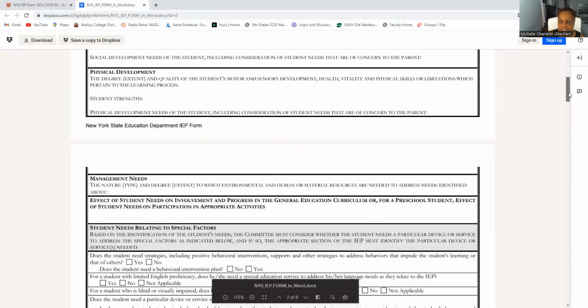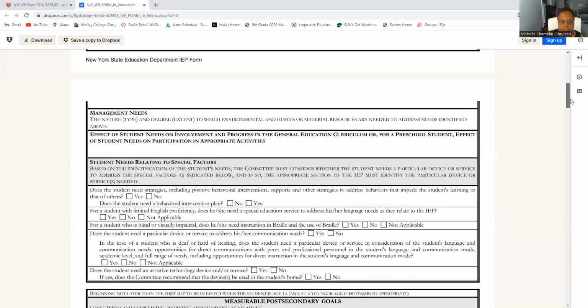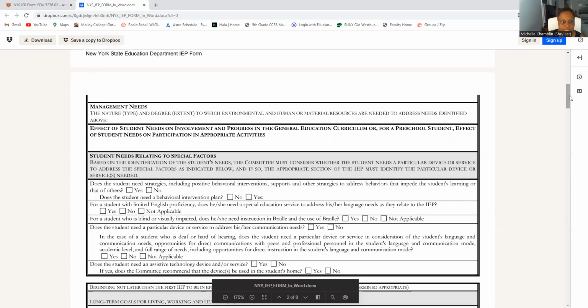So maybe in order to calm herself and help with self-injurious behavior, Kim needs an aide, or training in crisis prevention, or something of that nature. So that's really what the management need is asking. This is what this form is asking.